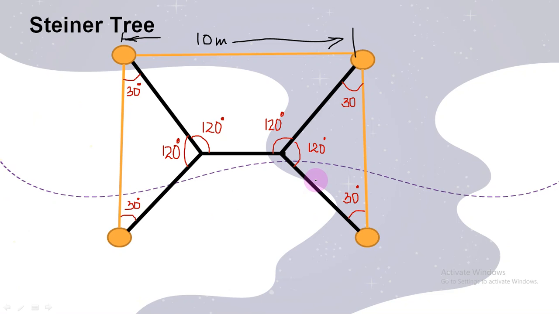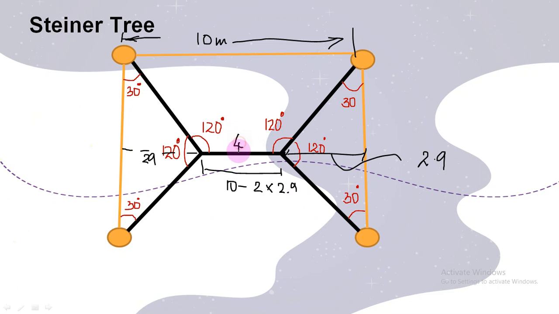And if you take tan 30, we will get this length to be around 2.9 meters, because tan 30 is opposite by adjacent. Here also there is 2.9, in similar fashion 2.9 meters. Therefore this length happens to be 10 minus 2 times 2.9. So this will be 4.2 meters.